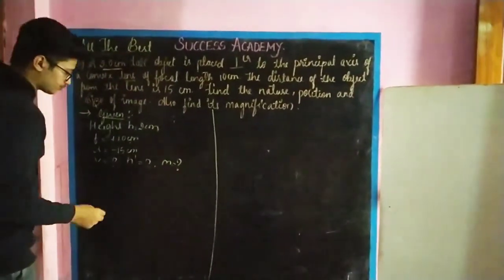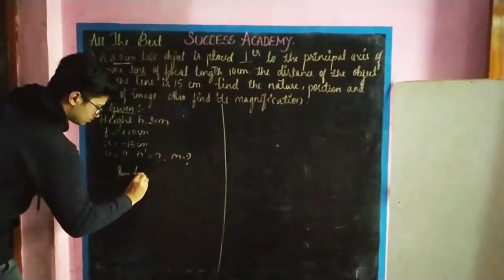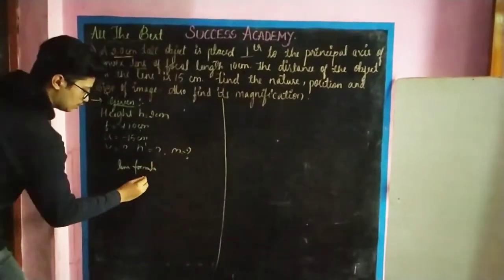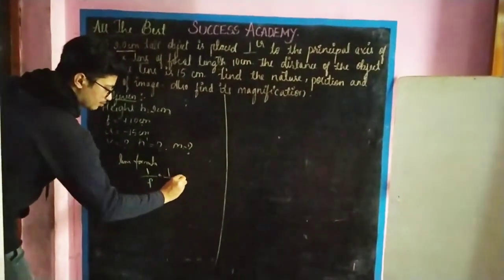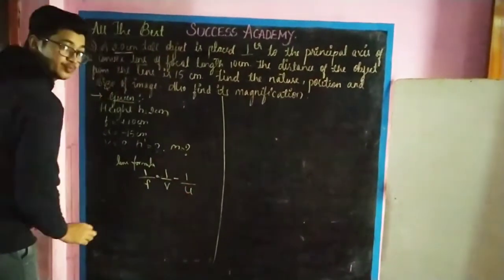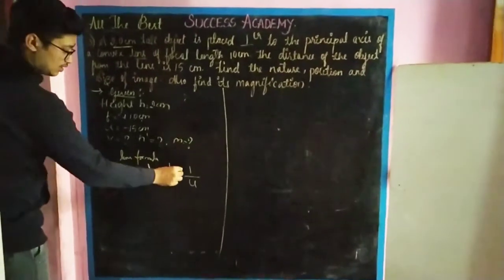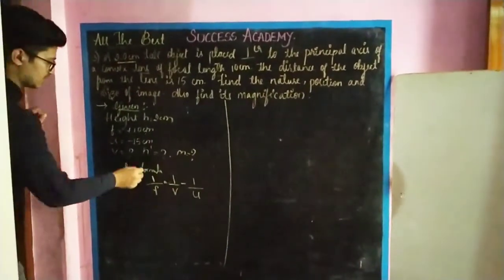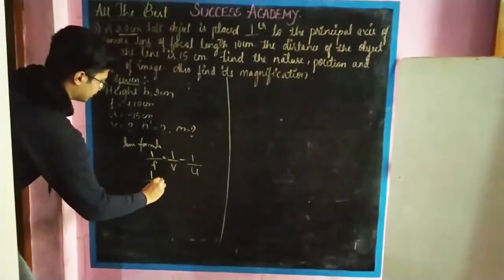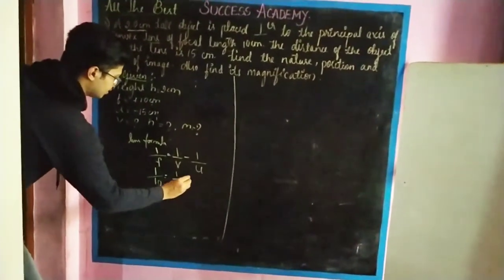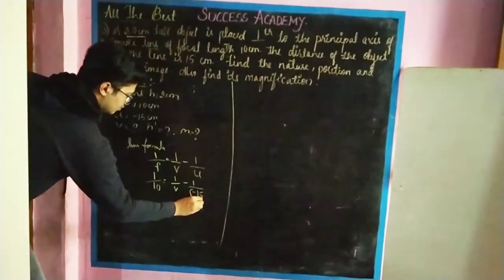Lens formula. Lens formula is 1 by f is equal to 1 by v minus 1 by u. Okay, friends, you have to remember the sign. For lens it is minus, for mirror it is positive. Substitute the values. 1 by 10 is equal to 1 by v minus 1 by minus 15.